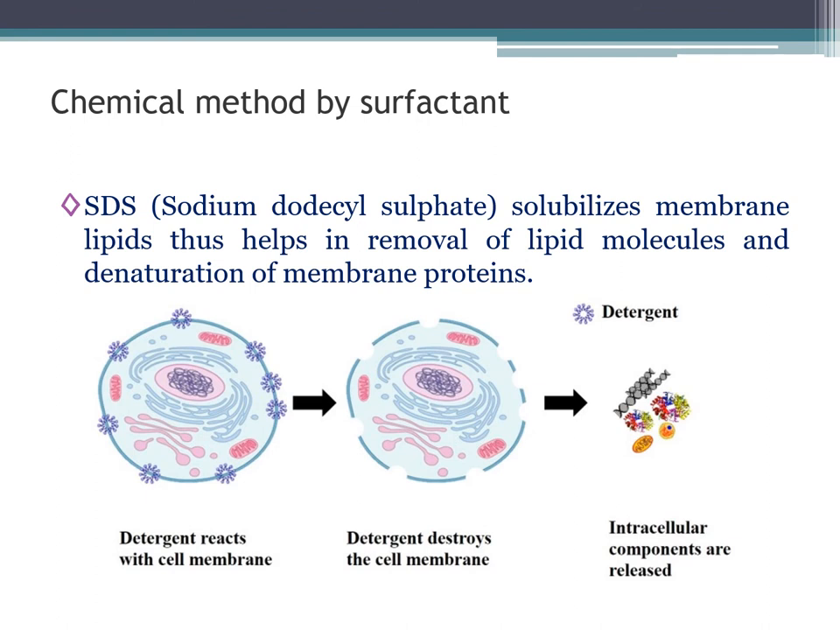Cell disruption by surfactants. SDS is a surfactant named sodium dodecyl sulfate. It solubilizes membrane lipids, thus helps in removal of lipid molecules and denaturation of membrane proteins. In this picture, we can see that detergent reacts with the cell membrane and destroys the cell membrane, creates pores within the cell by solubilizing membrane lipids. And finally, all the intracellular components are released. In this way, a surfactant like SDS disrupts the cell.